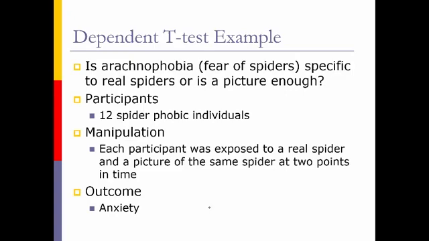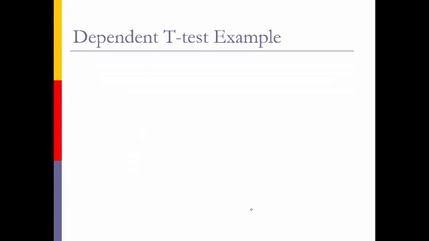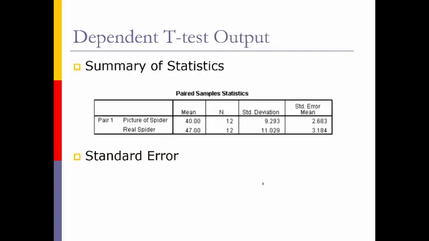So half the group will look at the real spider first, half the group will look at the picture first. And anxiety will be the outcome. That's what's going to be measured. You want to go ahead at this point and run the SPSS example so you can kind of see how we do all the different t-tests. You can do that now, or you can just go ahead and continue.